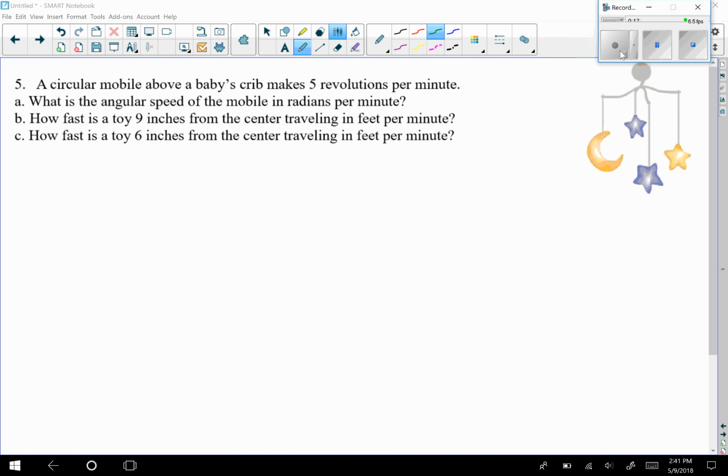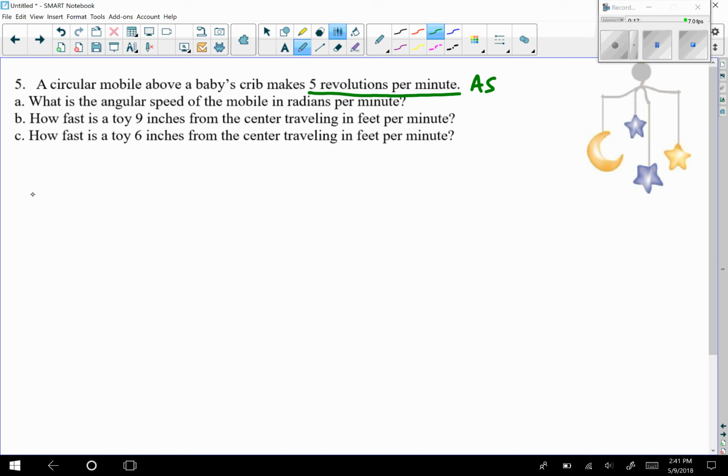All right, so for this next one, it says a circular mobile above a baby's crib makes 5 revolutions per minute. So that 5 revolutions per minute, revolutions per time, so angle versus time is your angular speed. What is the angular speed of the mobile in radians per minute?